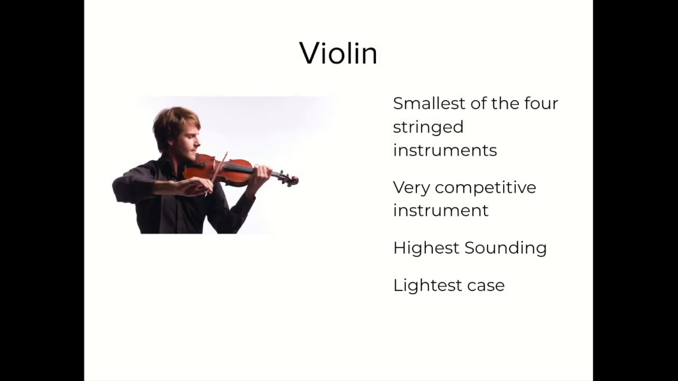And last but not least, we have arrived at the violin, the smallest of the 4 stringed instruments in our orchestra class. The violin is definitely the most competitive instrument in our orchestra class and music in general. It is the highest sounding instrument. It has the high E string, which means the violin can play very, very high.